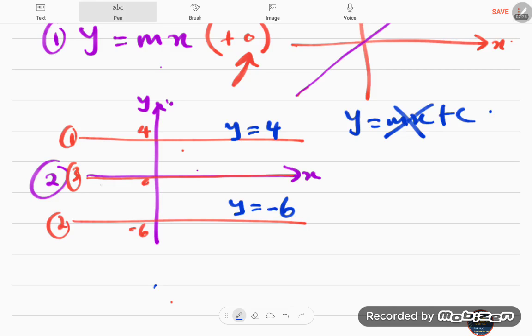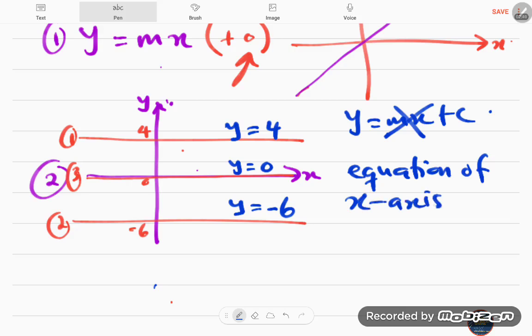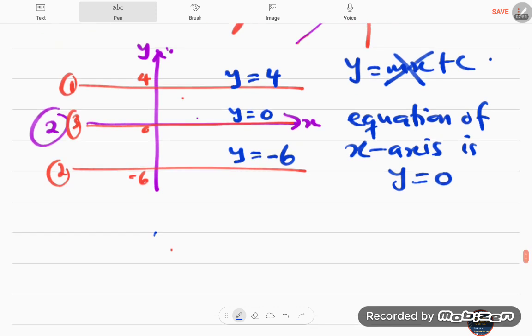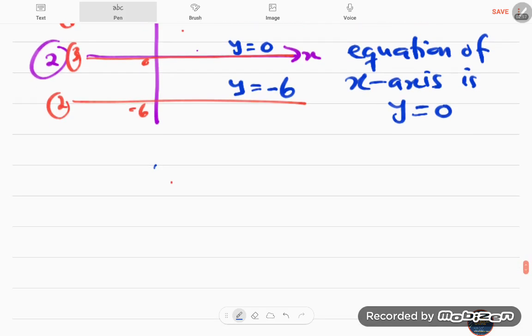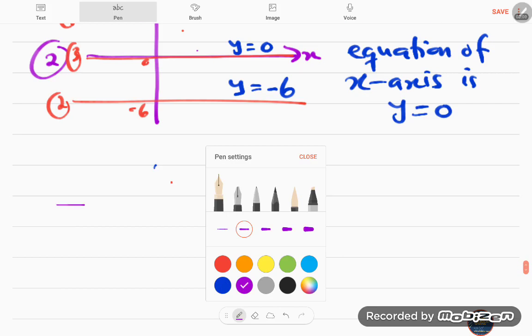Similarly, number 3 is directly on the x-axis. So what that tells you is that the equation here is going to be y equals 0. And that means that the equation of the x-axis is y equals 0. In other words, anywhere on the x-axis, y equals 0. You're going to see how we use this later on in solving equations for where 2 graphs meet or something like that.